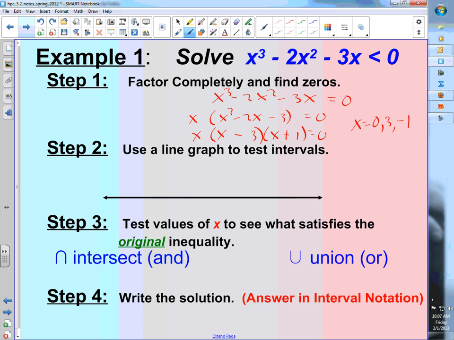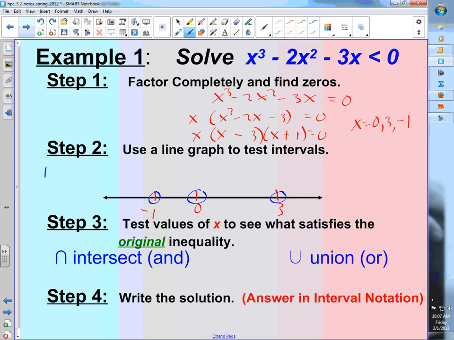So you use a graph to test the intervals. Now, for me, I'm not plus minusing this. There is no stinking way you're going to make me plug in to each of these intervals. So what it looks like is you have, here's 0, here's 3, here's negative 1. Okay? We're going to be open circle on each of the roots because it's a less than.